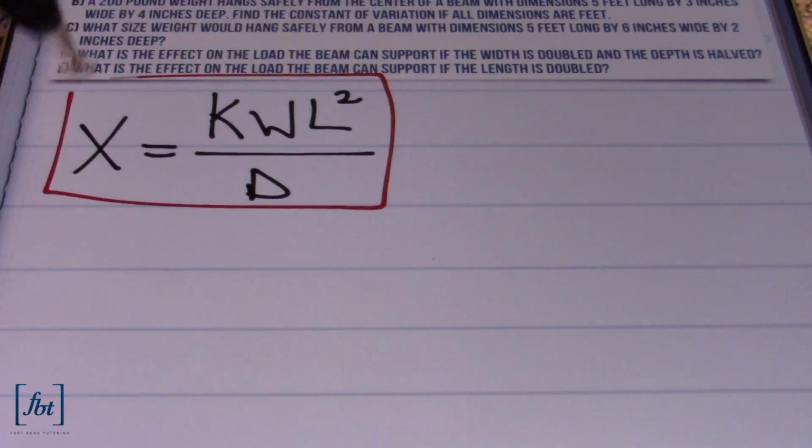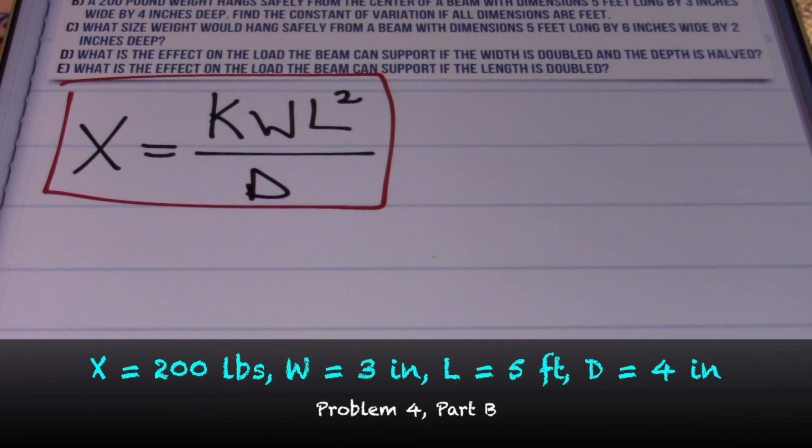Red boxing it. Part B states that a 200-pound weight hangs safely from the center of the beam with dimensions 5 feet long by 3 inches wide by 4 inches deep. Find the constant of variation if all dimensions are measured in feet. All right, so once we have this variation set up here, we're going to be able to find our constant of variation now using the information from part B.